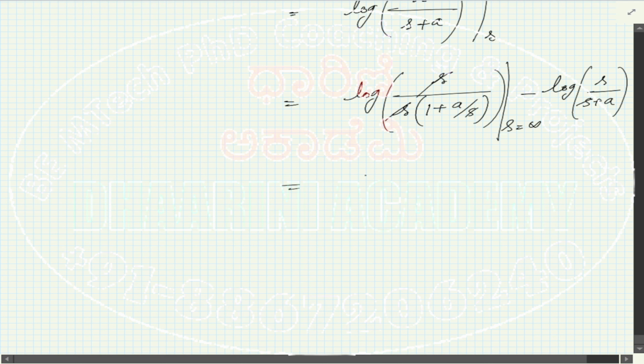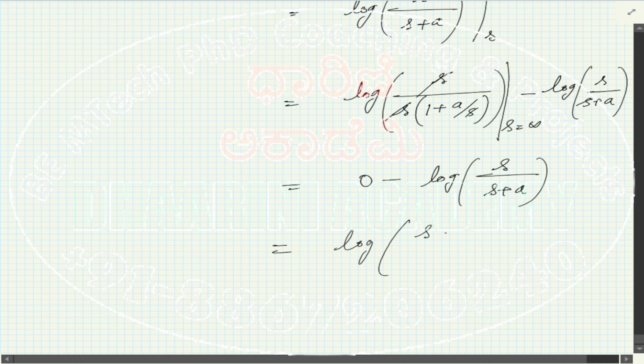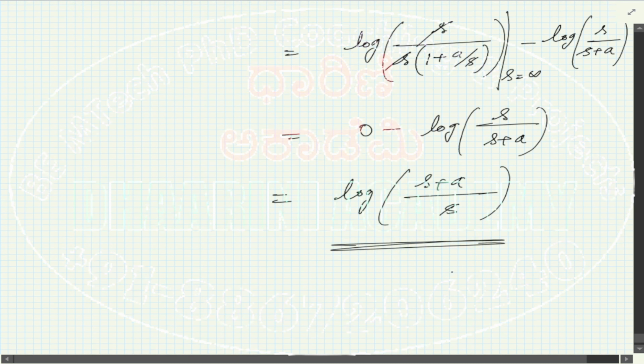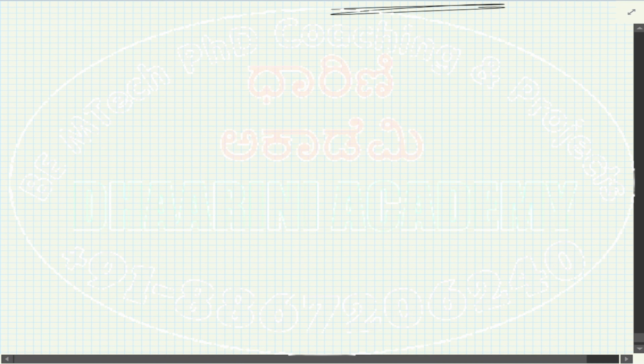So first term is 0 minus this is log of s by s plus a. So s by s plus a being negative log, I can write it as log of s plus a divided by s, which is the required answer. Okay, very straightforward. I just have to manipulate the logarithmic terms properly.